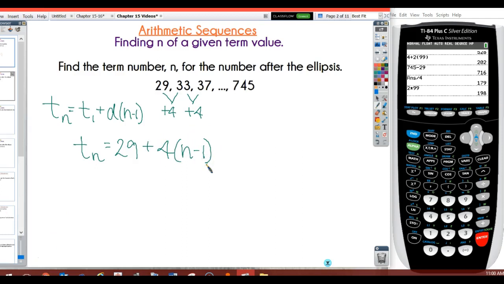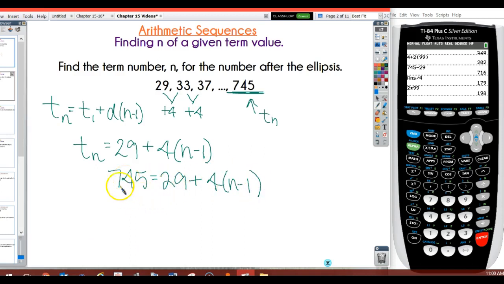Now what makes this problem different is it's asking us to find n for the number after the ellipsis. 3 dots is an ellipsis. This is the number that comes after. We're trying to figure out what term in the sequence gives me 745. So this is t sub n, and I'm searching for n. I'm going to set this 745 equal to my equation, 29 plus 4 times n minus 1, and now solve this linear equation like we normally would.